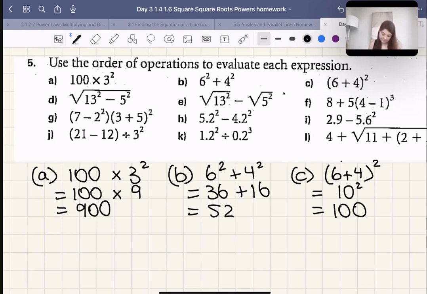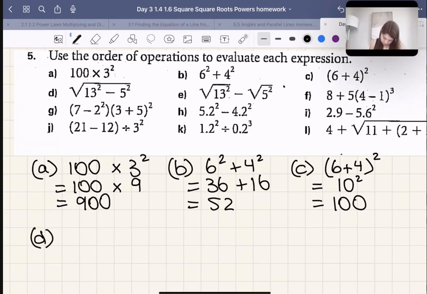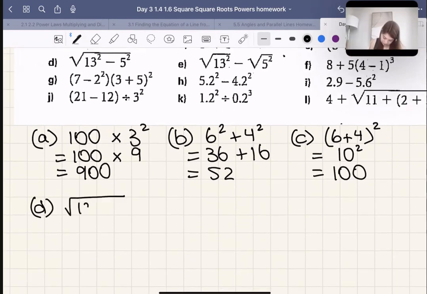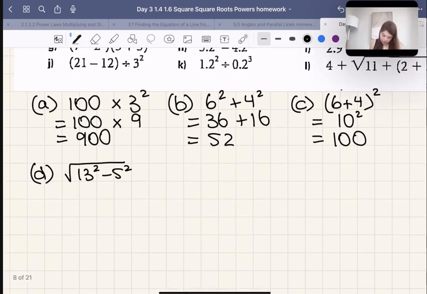Okay, let's do D. D says root 13 squared minus 5 squared. Okay, so are there any brackets? No. Are there any exponents? Yes, we have 13 squared, which is 169, minus 5 squared, which is 25. Now, is there any multiplication or division? No. Is there any addition and subtraction? Yes, there is. So let's go ahead and do that.